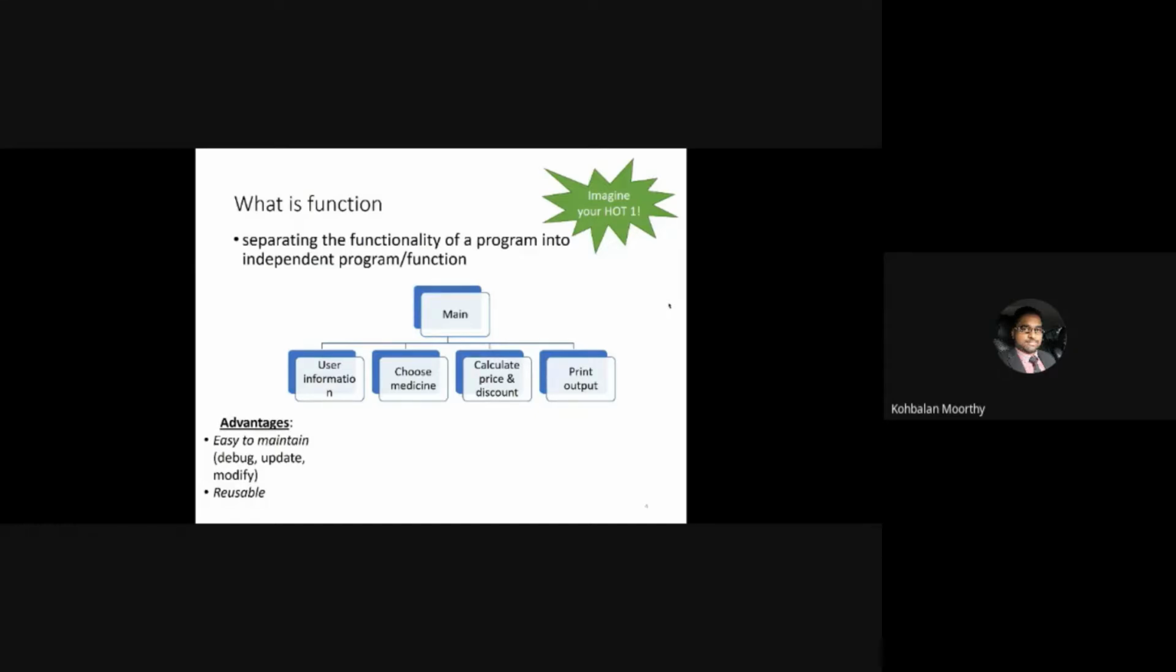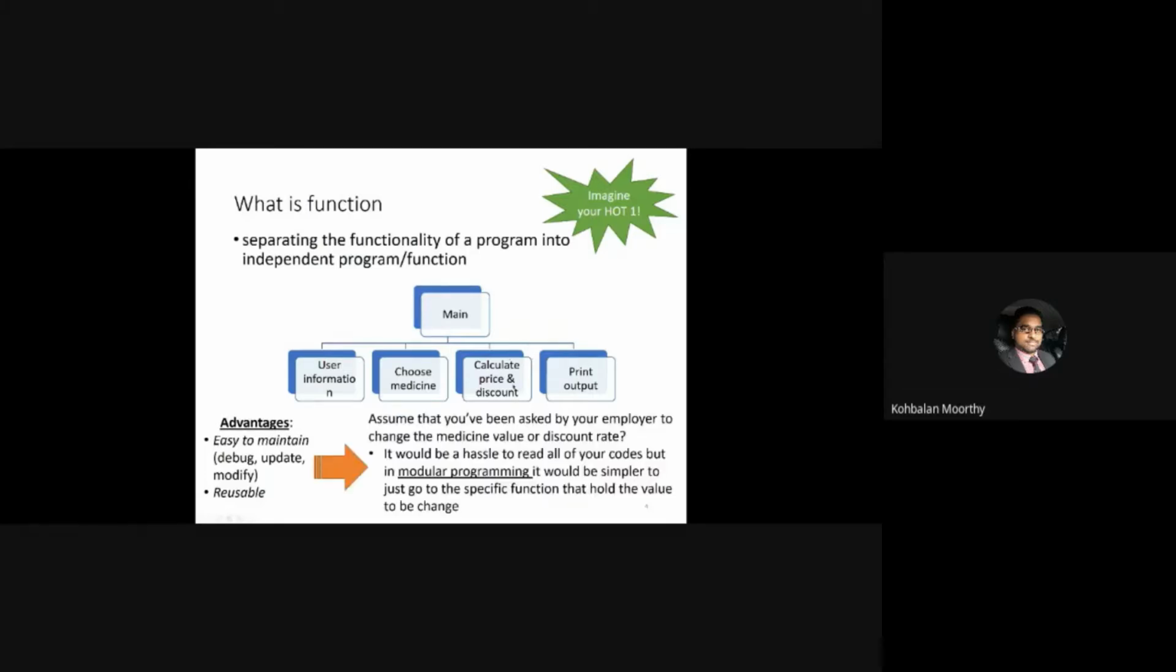You want to keep it separate. Let's assume in one program you have user information, then you need to select the medicine, you have to calculate, and then you have to print out. All of this can be done in the main function actually, but it is recommended to split or remove and group certain tasks into certain functions. So if you are doing some calculations, you can group all the calculations into a particular function. If there are any changes, you can just refer to or modify that particular function itself.